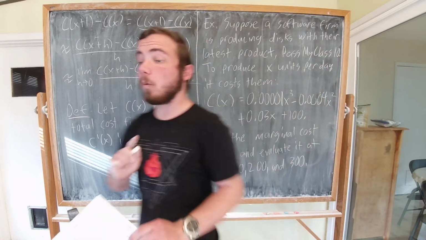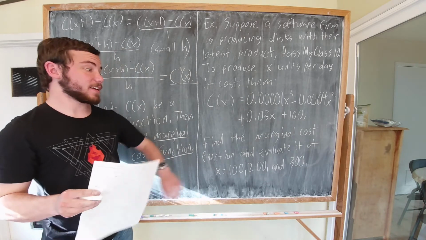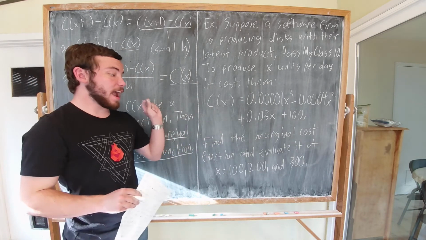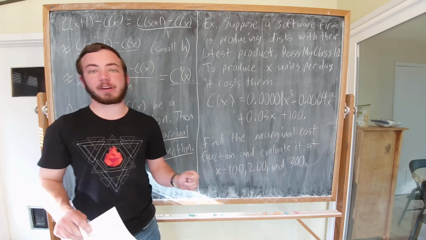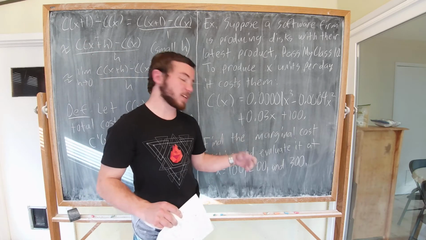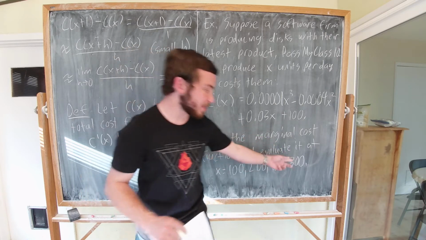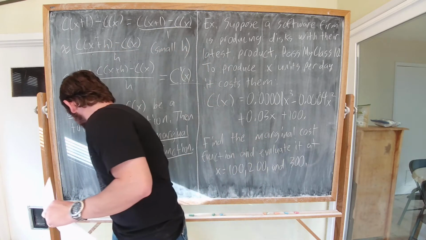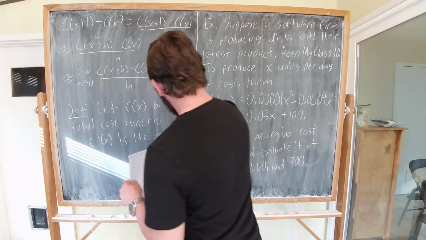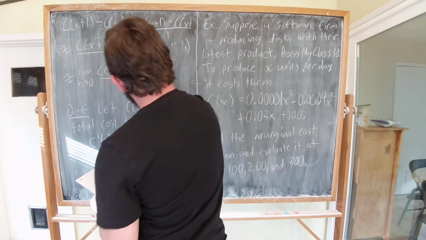All right, so what are we doing here? What is this telling us? It's saying, hey, find the marginal cost function, and then we're going to find out how much the cost of producing the 101st unit would be, roughly. How much would the cost of producing the 201st and 301st units be, roughly? So let's actually do it.